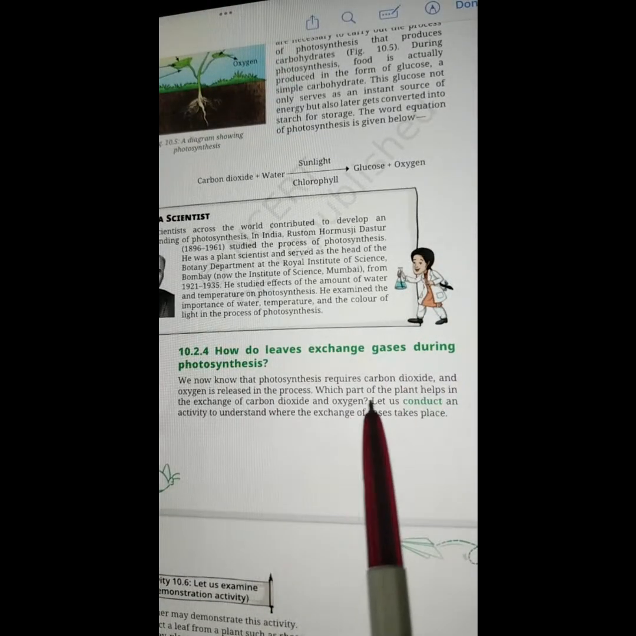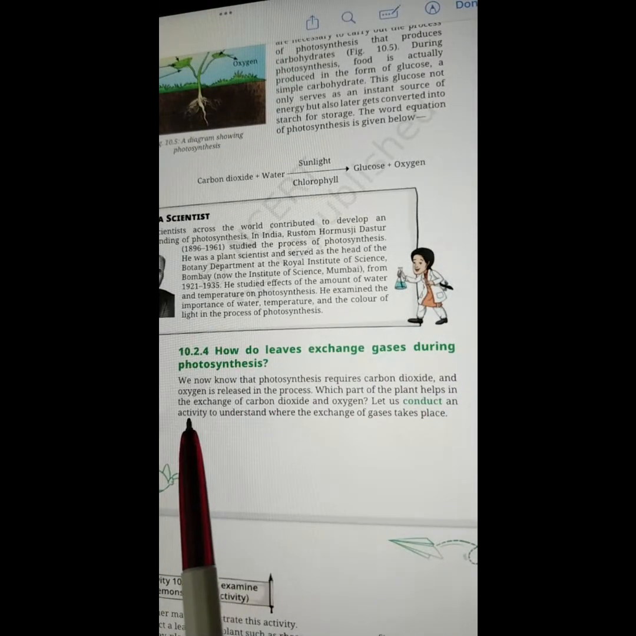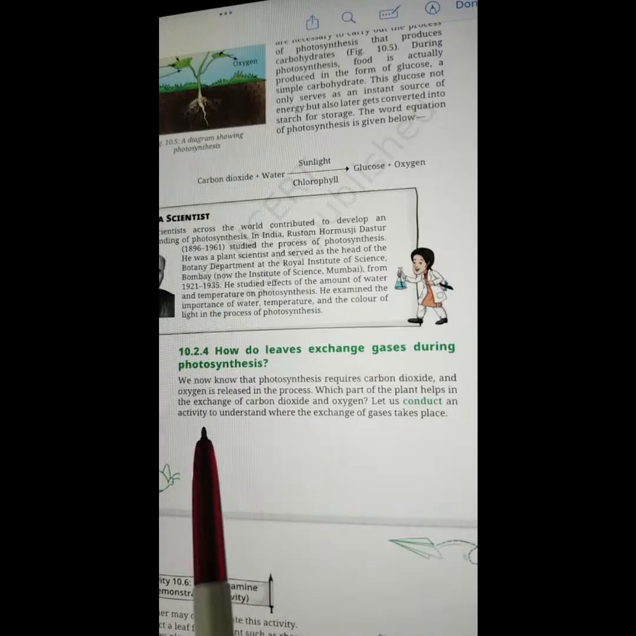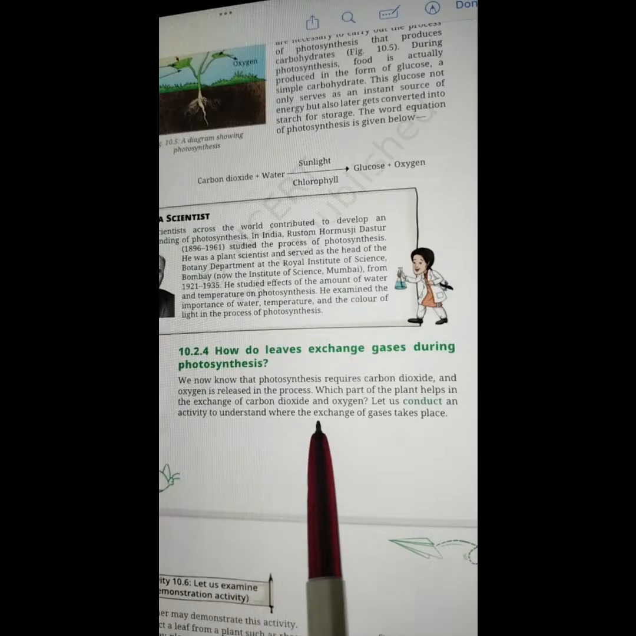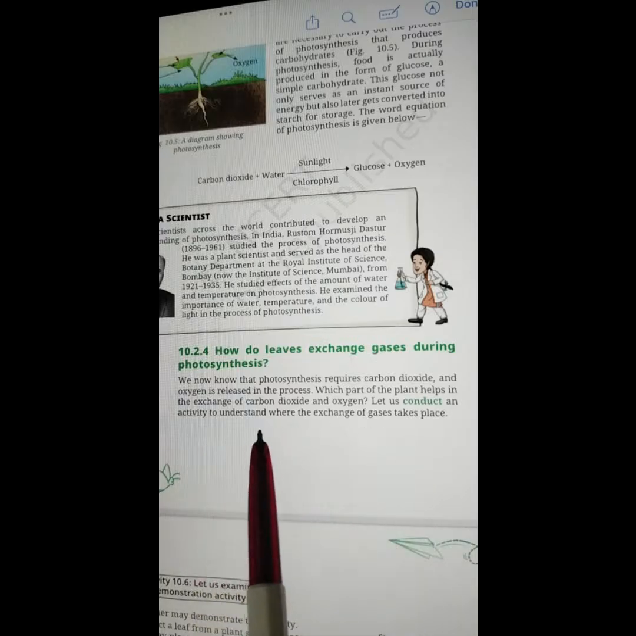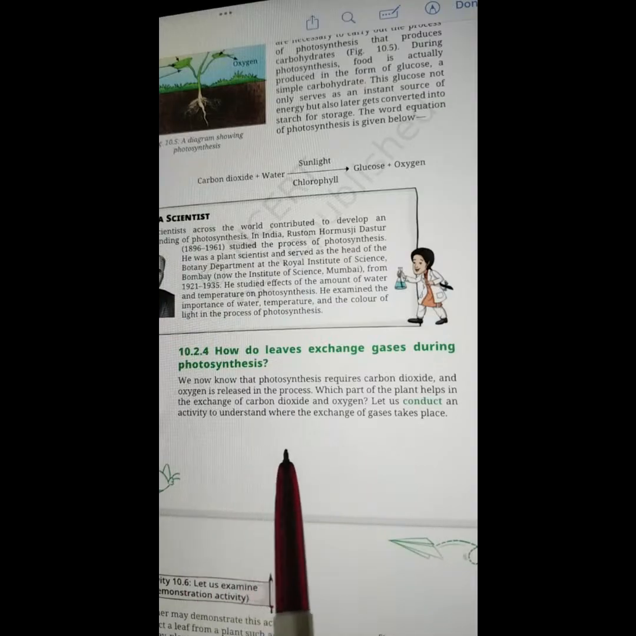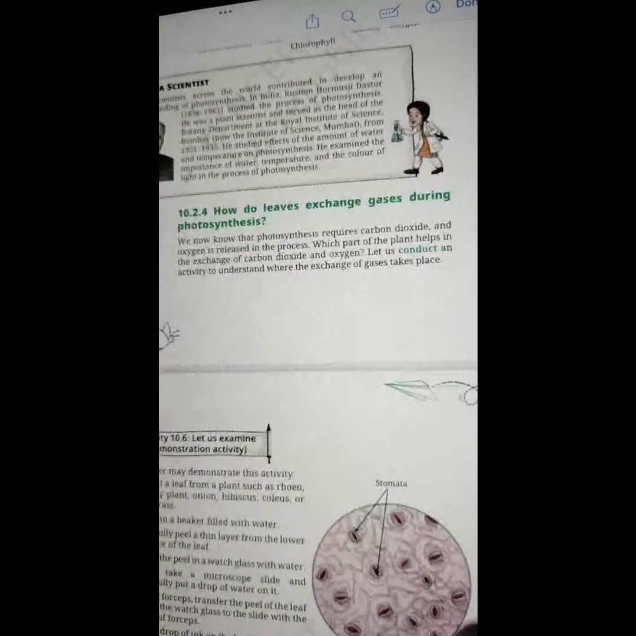How do leaves exchange gases during photosynthesis? We now know that photosynthesis requires carbon dioxide and oxygen is released in the process. Which part of the plant helps in the exchange of carbon dioxide and oxygen? Let us conduct an activity to understand where the exchange of gases takes place.